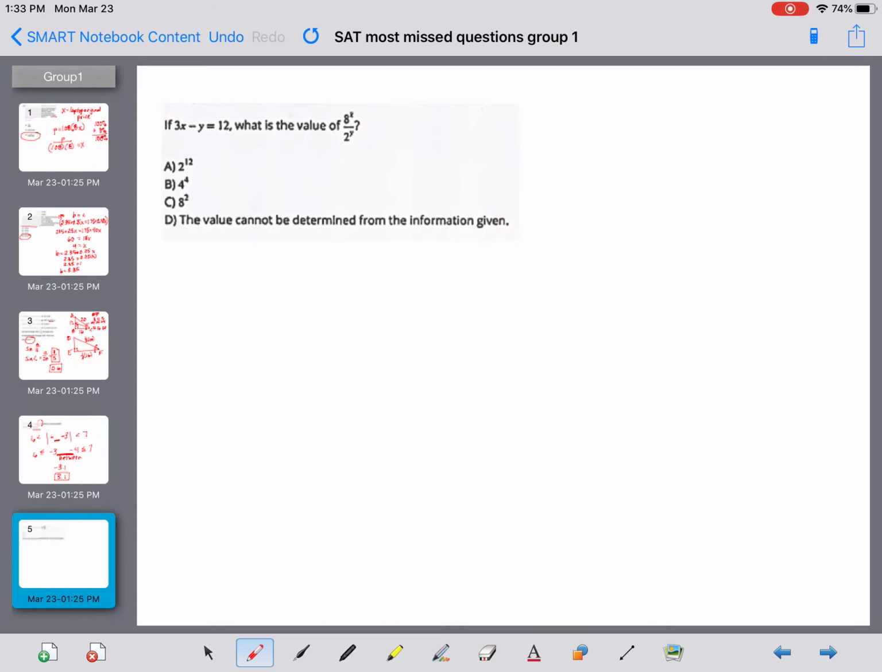All right, the last one we're going to do today is if 3x minus y equals 12, what's the value of 8 to the x power over 2 to the y power? So some quick reminders as we worked with exponents. When I see this right here, I see that 8 and 2 could go to a common base. If I change 8 to base 2, my power is 3x over 2 to the y. I'm working with the same base, and that gives me a lot more options.